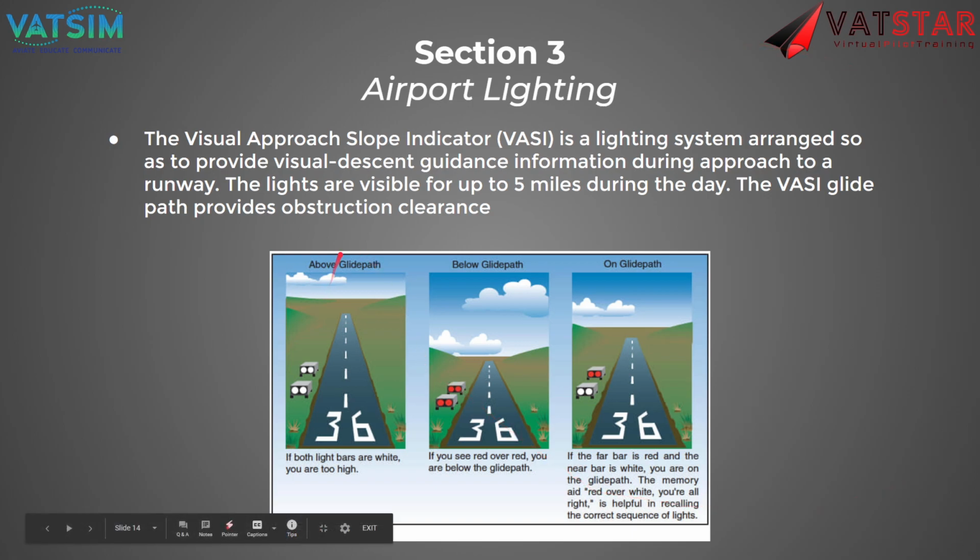So if you're above the glide path, it will actually show 2 bars of white. If you're below the glide path, you're going to see double red. If you see red over white, you're doing all right. That's a good way to remember it. Red over white, you're doing all right for a VASI. White's too high, red's too low, red over white's just all right. That's all you need to know about the VASI.